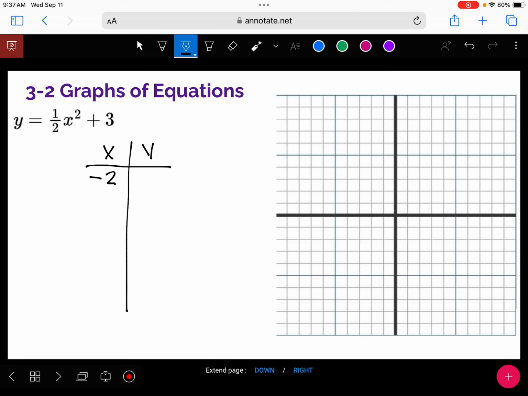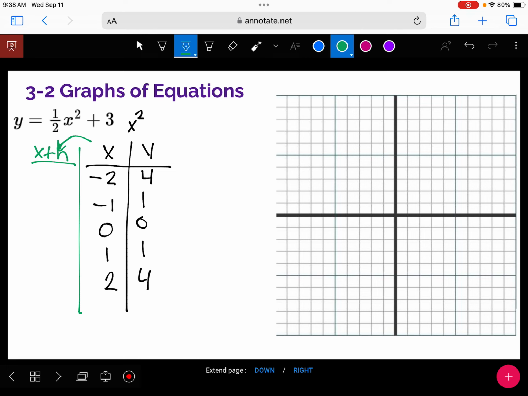So that's when we have our -2, -1, 0, 1, and 2. This is our x squared parent table of 4, 1, 0, 1, 4. Doing our transformations to the outside, we do our x plus h, which we don't have any h right now. And on this side, I'm going to do my y times a plus k. So we're going to go times 1/2 plus 3. So these guys stay the same.